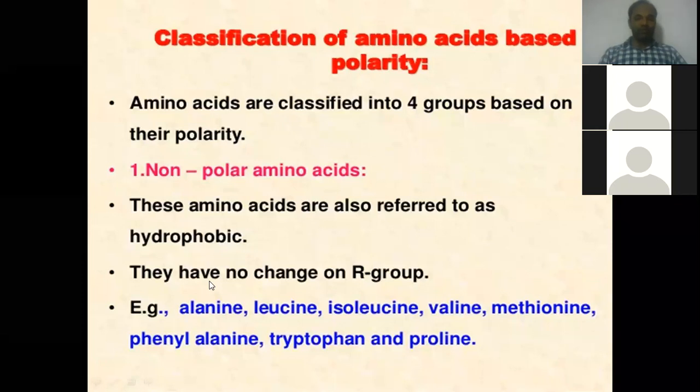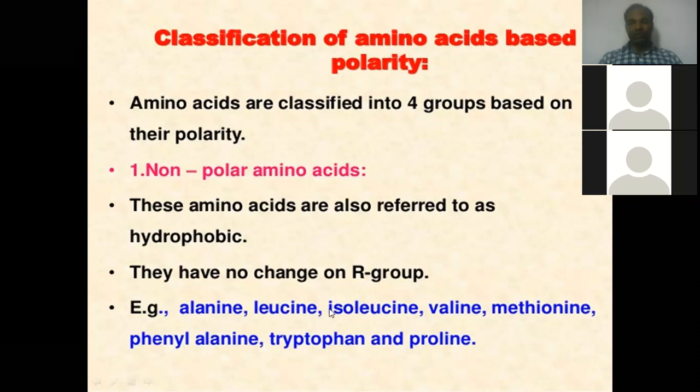They have no charge on the R group. ठीक है? I think यहाँ पे change की जगह पे charge होना चाहिए. ठीक है? Anyway, so they have no charge in the R group. For example, alanine, leucine, isoleucine, valine, methionine, phenylalanine, tryptophan, and proline. So these are the examples of non-polar amino acids. तो आप लोग यहाँ पे non-polar amino acids के example ध्यान में रख सकते हो.